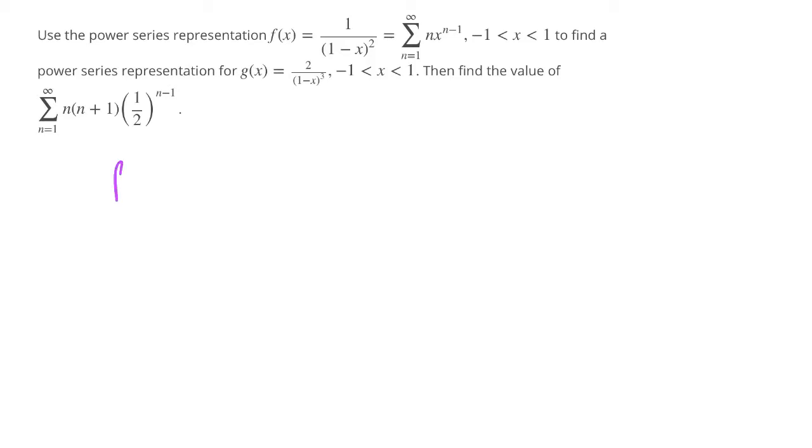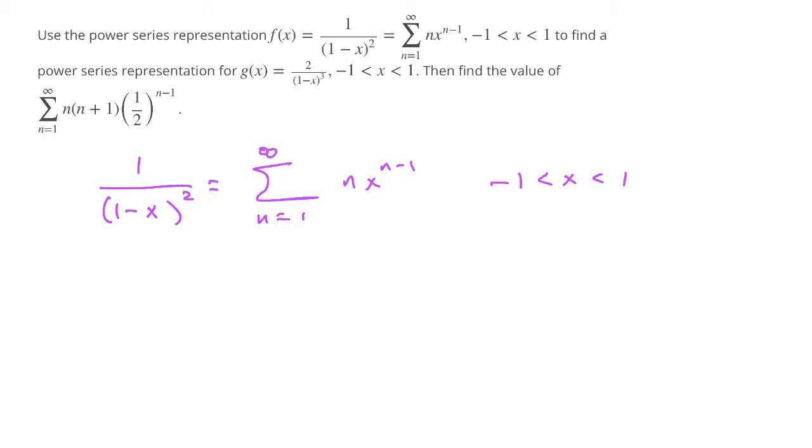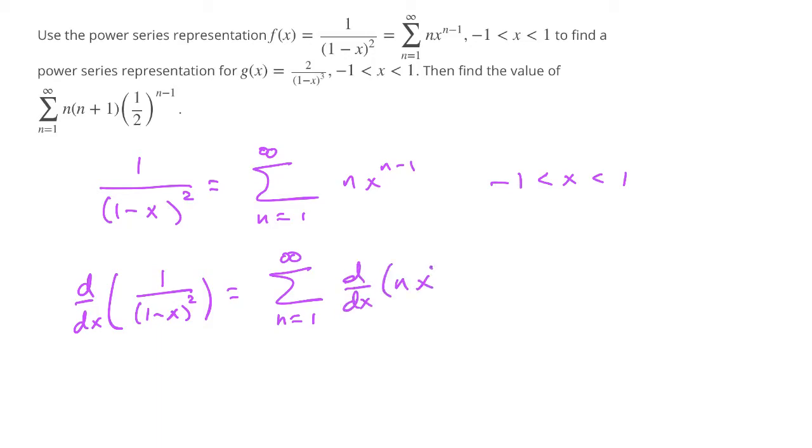So here we have our function 1 over (1 minus x) squared equal to the series n equal 1 up to infinity of n times x to the n minus 1. Okay? And we know that this is going to be valid in between negative 1 and 1. And so if we take the derivative of both sides, so 1 over (1 minus x) squared, and then we can take the derivative of our power series, again, term by term, n x to the n minus 1.